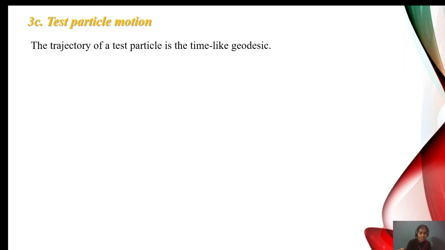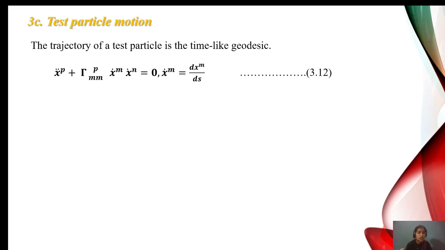The trajectory of the test particle is a timelike geodesic. You know the equation: x double dash p plus gamma p m n, x dash m into x dot n equals 0, where x dot m equals dx to the power m upon ds. This will be considered as equation 3.12.